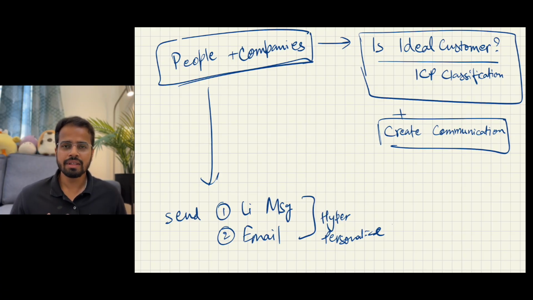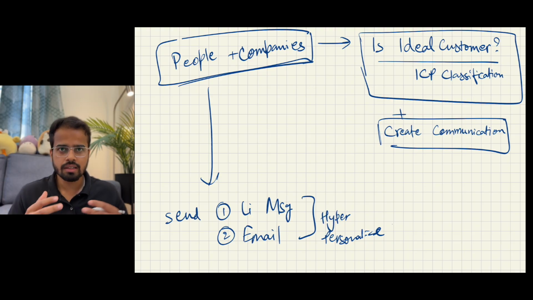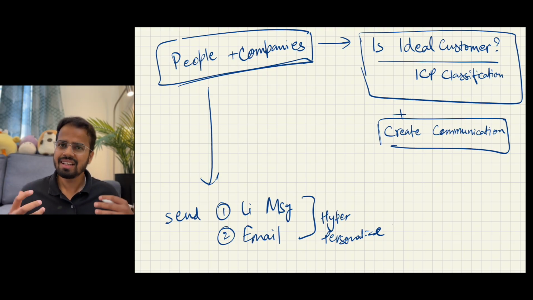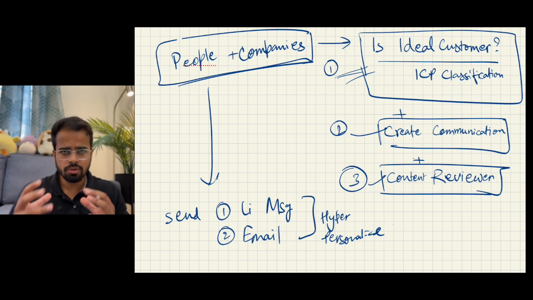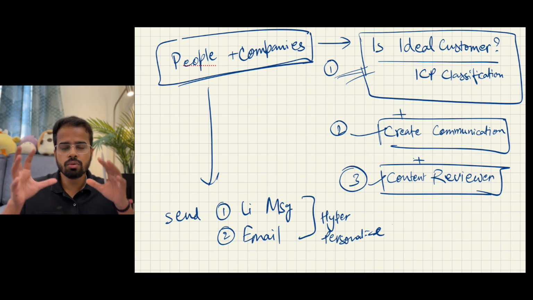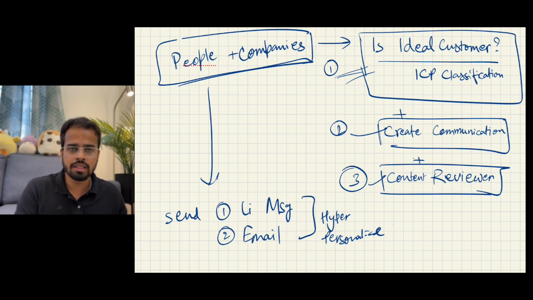Once we have identified whether it's an ICP or not, we need to create content, which is create these messages, create communication. And finally, we need someone to understand, okay, the email which we created, the LinkedIn message we created, is that all right? So we need a classifier. How we will achieve this is all these 3 parts. We will use multiple AI models to evaluate and to do these research points.